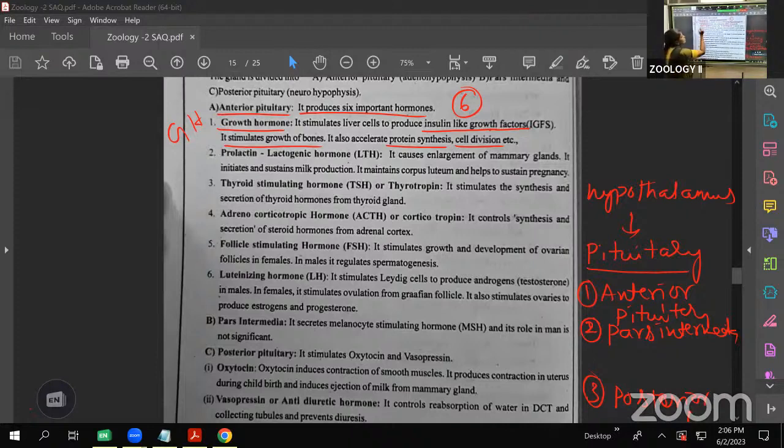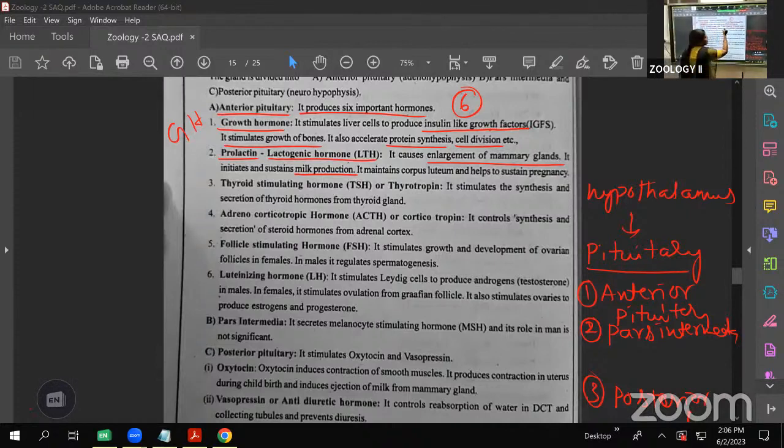Next one is the prolactin hormone. It is also called the lactogenic hormone, LTH. What is the use of this one? Mainly the enlargement of the mammary glands and milk production. Prolactin, lact means milk. The prolactin or lactogenic hormone mainly enlarges the mammary glands as well as stimulates milk production.